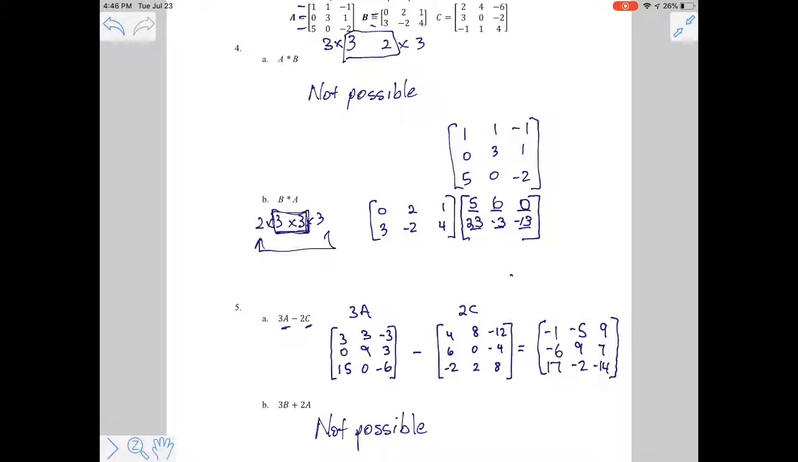So what if you distributed -2 and then you added? If you distribute -2, you can do that, but then you'd have to remember to add the 2 matrices together. Yeah.